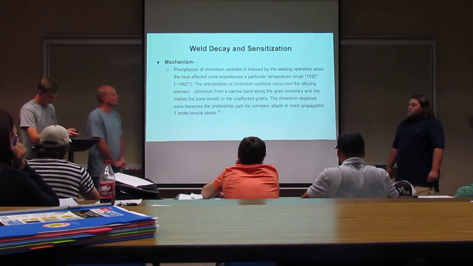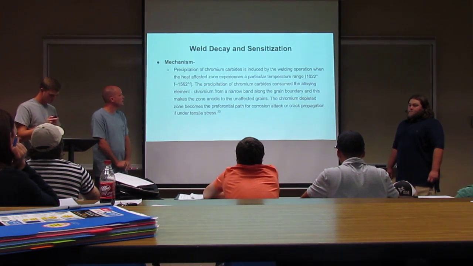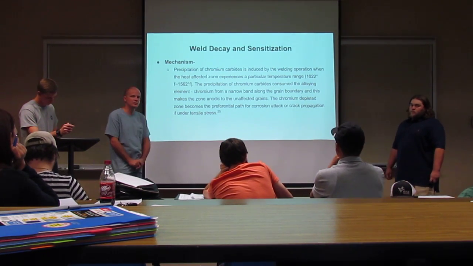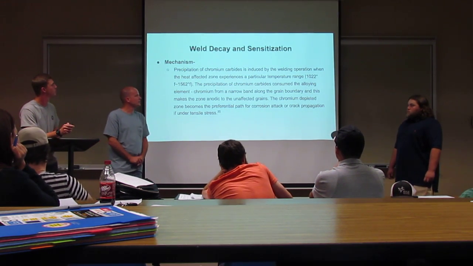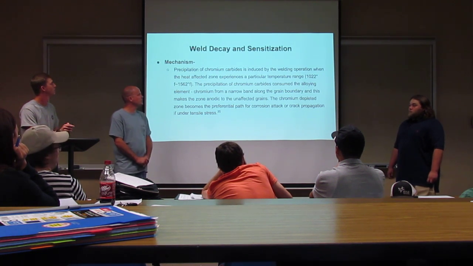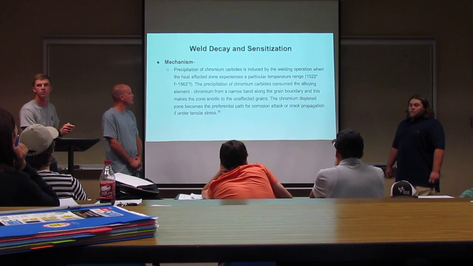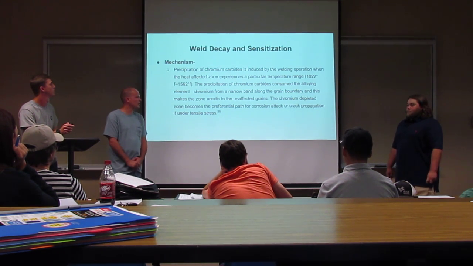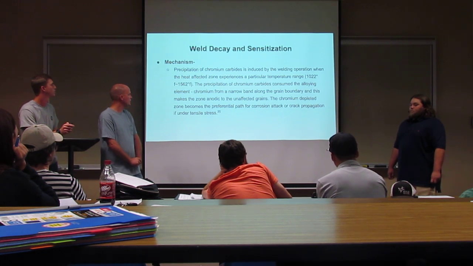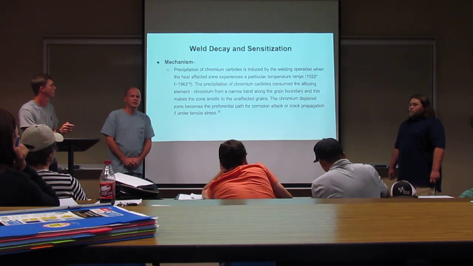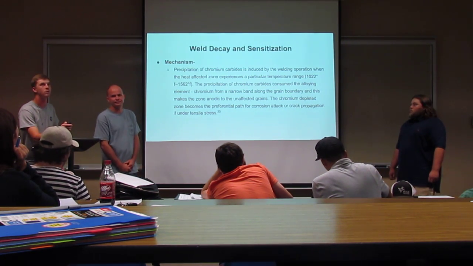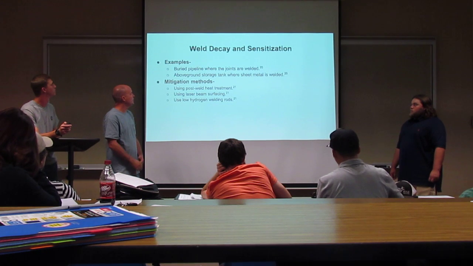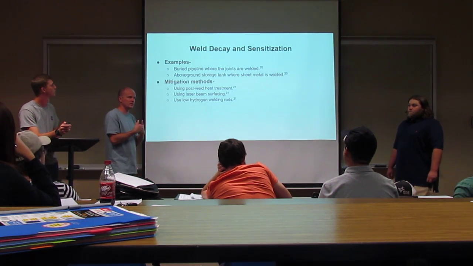Mechanism: precipitation of chromium carbides is induced by the welding operation when the heat affected zone experiences a particular temperature range, and that range is 122 degrees Fahrenheit to 1562 degrees Fahrenheit. The precipitation of chromium carbides consumes the alloying element chromium from a narrow band along the grain boundary, and this makes the zone anodic to the affected grains. The chromium depleted zone becomes the preferential path for corrosion attack or crack propagation if under tensile stress. Examples: buried pipelines where the joints are welded together, and above ground storage tanks where the plates are welded together to make the tank.